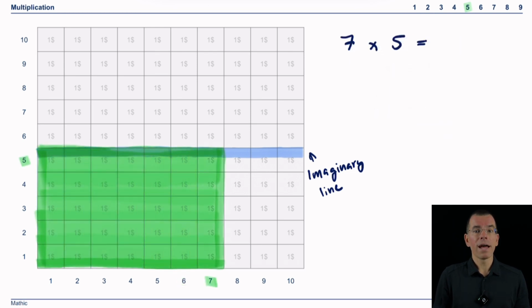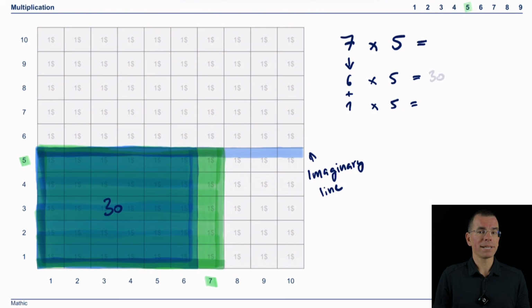7 times 5, let's split 7 into 6 plus 1. We know the result of 6 times 5 from the previous exercise. Let's just add one more 5 on top to get the final result.